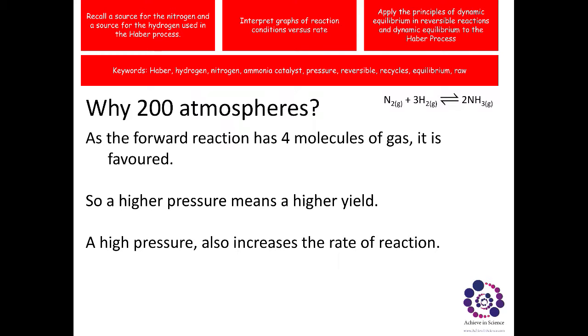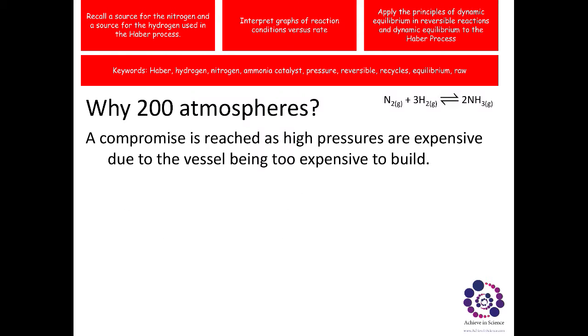But there is also a problem. As well as increasing the rate of reaction, in order to achieve a high pressure, we actually have to have large expenses because the vessel walls need to be so thick to be able to withstand the high pressures, that therefore we need to have a compromise again. So a compromise is reached of 200 atmospheres because this is deemed to be the right amount of expense in order to build the vessel.